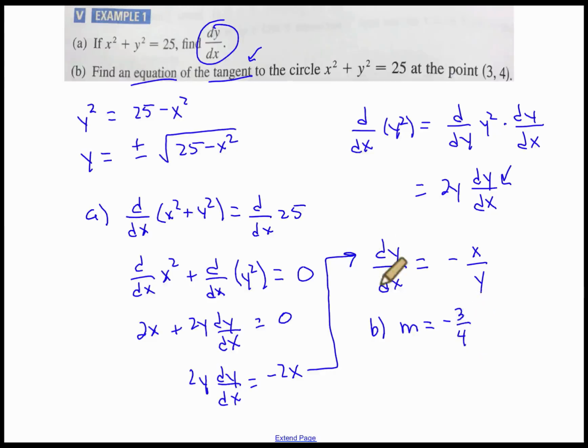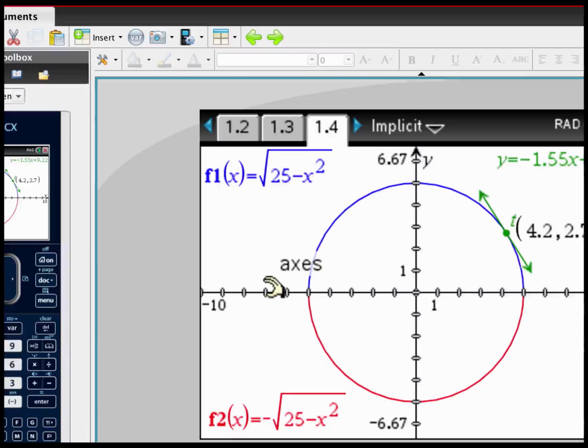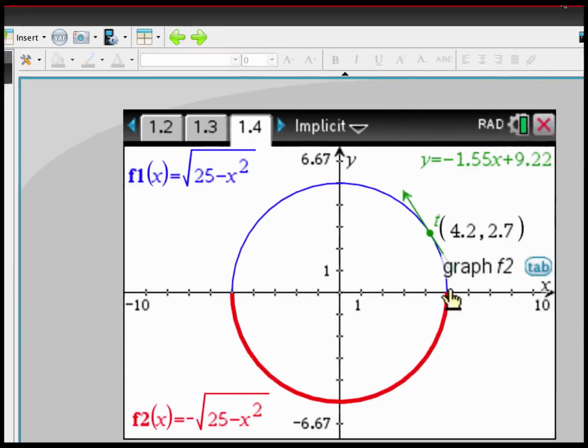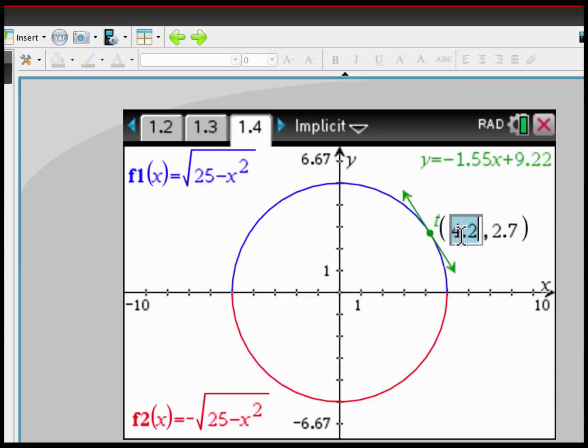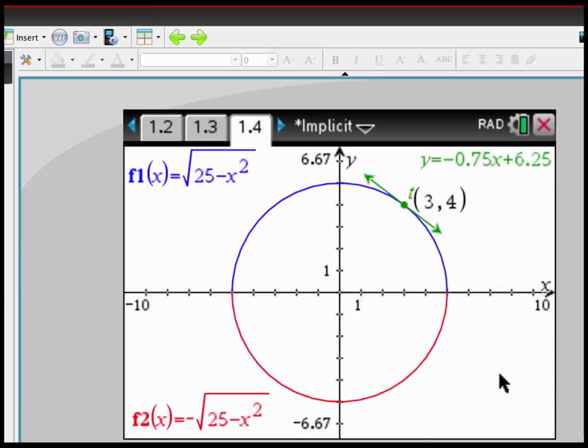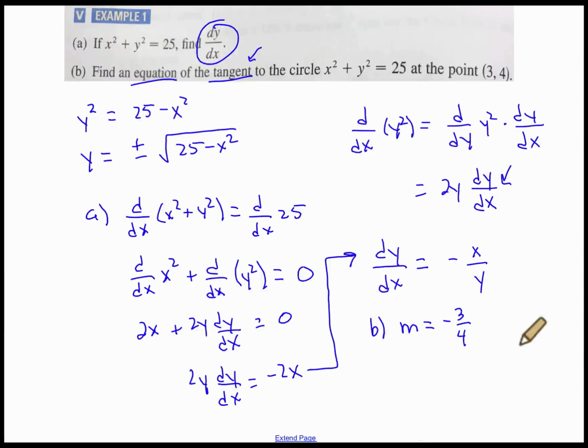Okay. And let me just show you real quick what we're talking about here. I graphed the circle by graphing both parts of the function, positive root 25 minus x squared and negative root 25 minus x squared right here. And let me move that over a bit so you can see. Okay, so I have the circle. I graphed a tangent line to the circle with a random point, and this is the equation of the tangent line. Now, we are interested in the tangent at the point (3, 4). So let me change that to a 3. So now the tangent is at (3, 4), and notice the slope is negative 0.75, which is exactly what we found right here, negative 3/4.